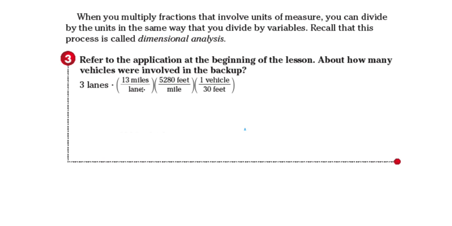3 lanes, 13 miles per lane, 5,280 feet per mile. One vehicle is equal to 30 feet. So we use our cross canceling method. So this lane unit cancels out with that lane unit. The mile unit cancels out with that mile unit. This feet unit cancels out with that feet. And we still continue cross canceling.